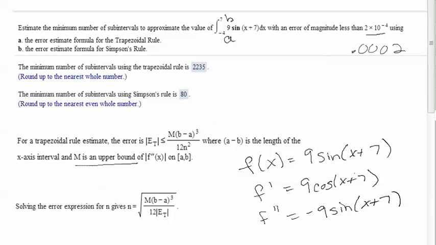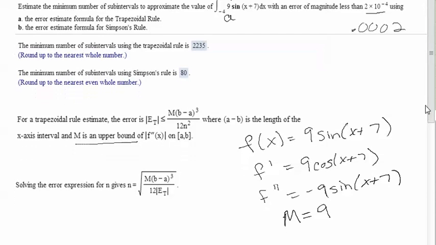Now, you need an upper bound. If you think about the sine function over any interval, the most it'll be is 1 and the least it'll be is -1. So if you multiply that by -9, you should be able to reason that the very largest this can be is +9. And so that is the number you will use for M. M is going to be 9 because that would be the upper bound of the second derivative.